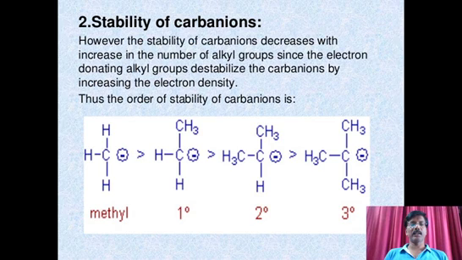Here the methyl carbanion is more stable because there is no plus I effect here. Therefore, high stability. And in primary, one plus I effect, so stability decreases. In secondary, two plus I effect, stability further decreases. If it is having three plus I groups, the stability is least. So tertiary is least stable when we compare carbanions.